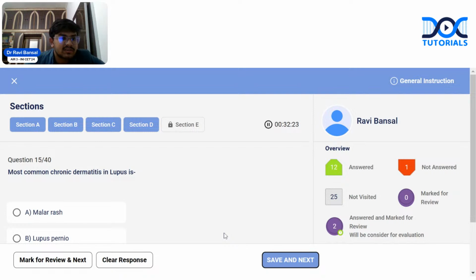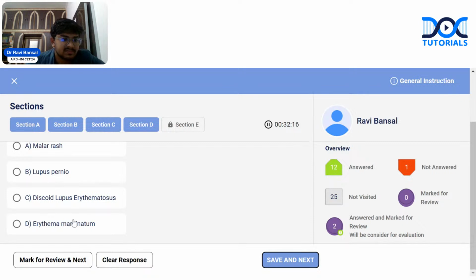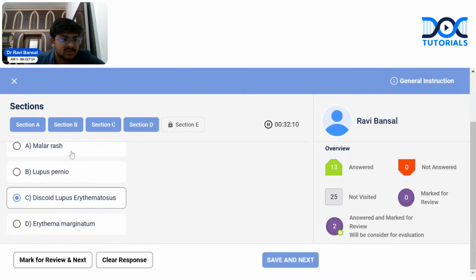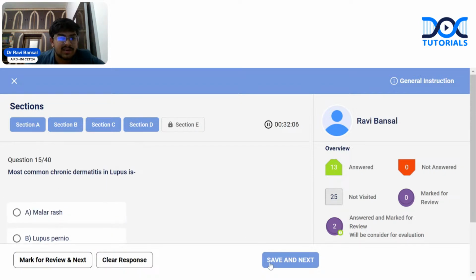Most common chronic dermatitis in lupus is... So I think DLE happens. Erythema marginatum is not seen in SLE. Malar rash is acute dermatitis, not chronic. Lupus pernio is sarcoidosis. So the other three options are ruled out. DLE is obviously the most common chronic dermatitis in lupus.